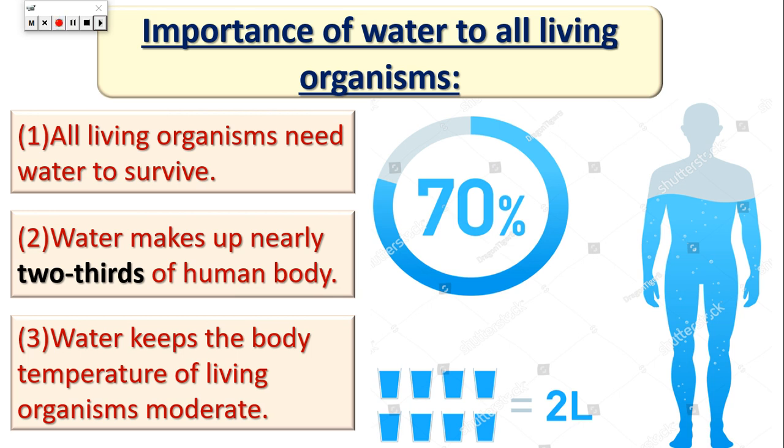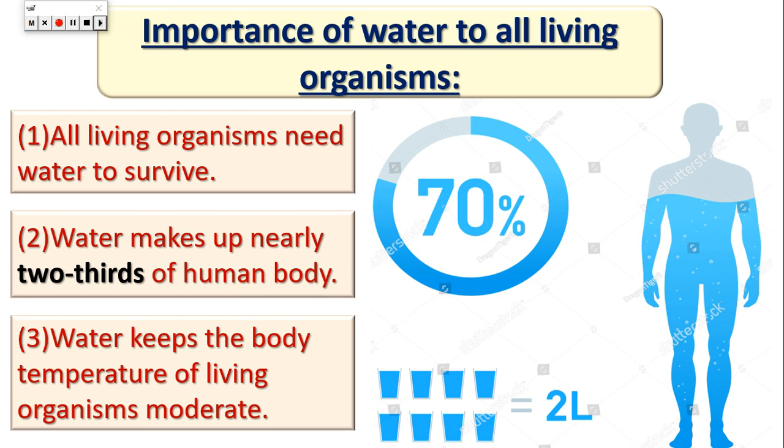But at first, let's know the importance of water to all the living organisms. All the living organisms need water to survive. No living organism can live without water. So, two-thirds of our body consists of water, and water keeps our temperature moderate. What is the meaning of moderate? Suitable to be alive. Our organs need a suitable temperature to work.